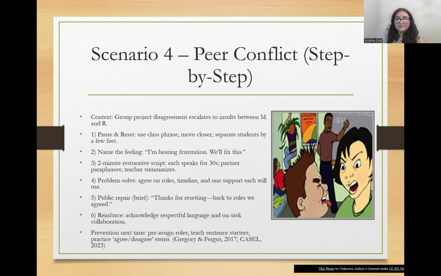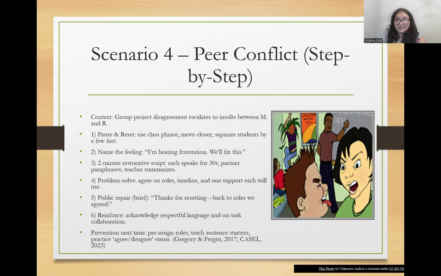We'll fix this. Number 3, 2-minute restorative script. Each speaks for 30 seconds, partner paraphrases, teacher summarizes. 4, problem solve. Agree on roles, timeline, and one support each will use. Public repair brief. Thanks for resetting. Back to roles we agreed on. Reinforce. Acknowledge respectful language and on-task collaboration.